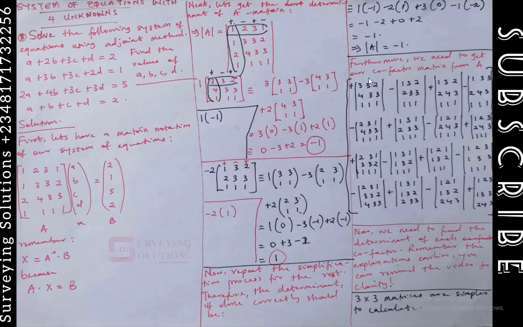Furthermore, we need to get the cofactors of matrix A. So we need to get the cofactor matrix from A. Now the cofactor matrix is similar to how we've determined our determinant for each of the elements of our matrix. However, in this case, we are going to do it for all of the elements. So we have 16 elements. Therefore, we are going to have 16 matrices.